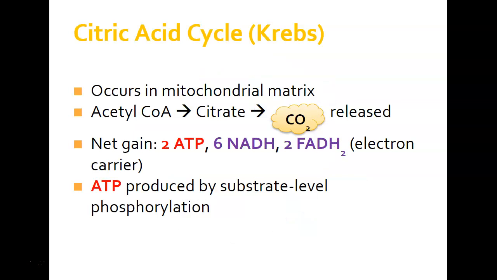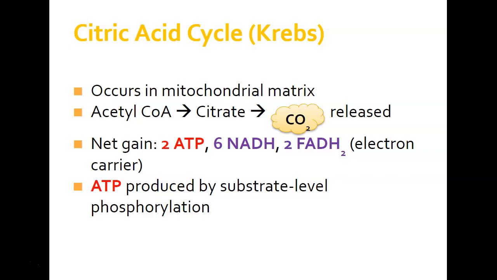Acetyl-CoA gets converted into citrate, and carbon dioxide is released. I will show you the circle in a minute to make it clearer. Overall, in this process, we are going to make 2 ATP. This is, again, just like glycolysis, going to be made via substrate-level phosphorylation.